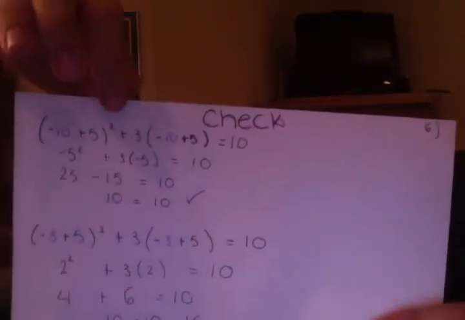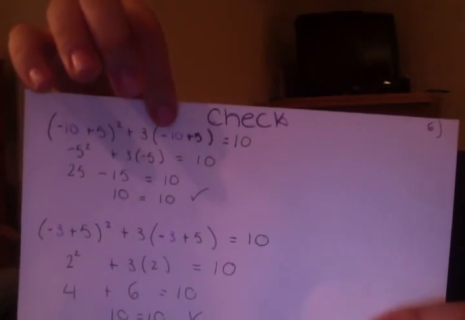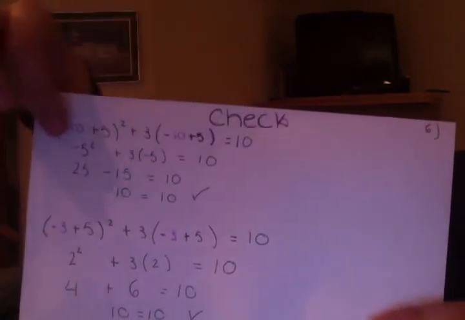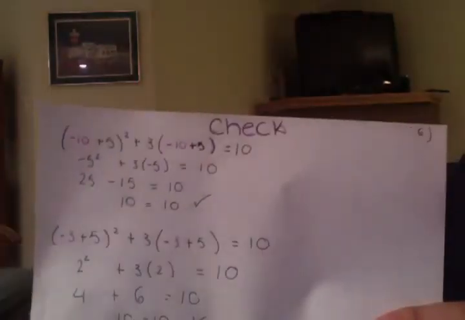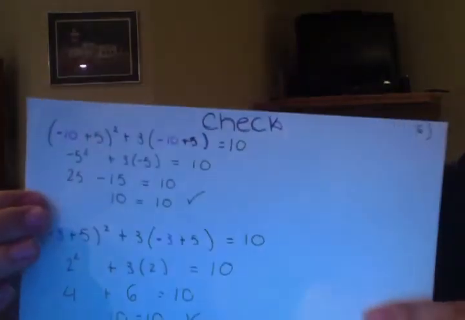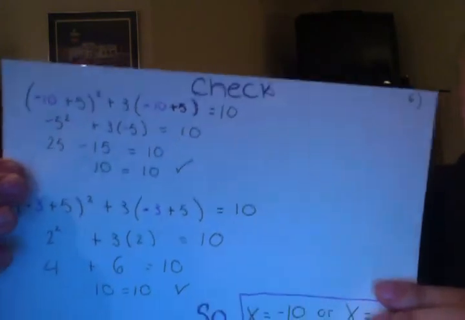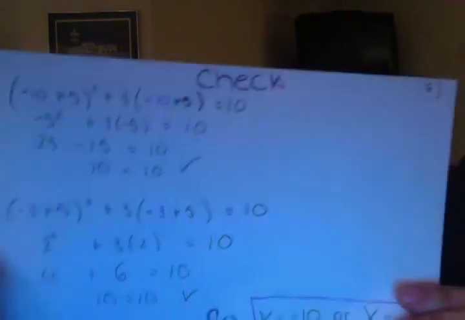And then we can check that by plugging in a negative 10 for x. When we do that, we get negative 10 plus 5 squared plus 3 times negative 10 plus 5 equals 10. And that gives you negative 5 squared plus 3 times negative 5 equals 10. And that's 25 minus 15 equals 10, and 25 minus 15 is 10, so that one works out.